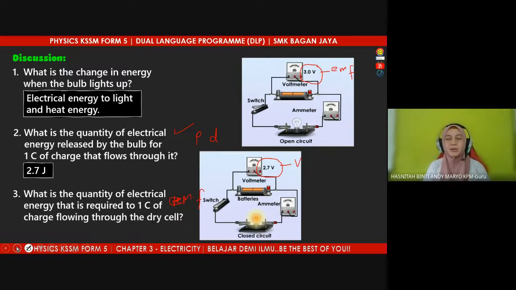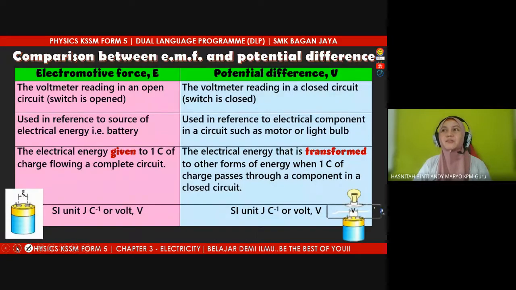Okay, number 3, what is the quantity of electrical energy required for 1 coulomb of charge flowing through the dry cell? So we're back to EMF. So the answer is 3 joule. We are asking for energy, right? So 3 joule. So are you clear with this? Question number 2 relates to potential difference across the bulb, and question number 3 refers to the EMF of the dry cell. So from here we can write a comparison between EMF and potential difference.